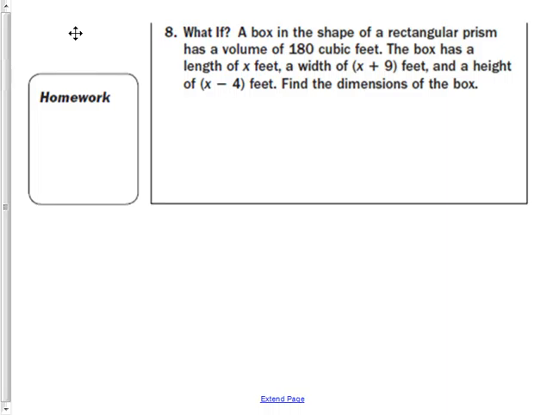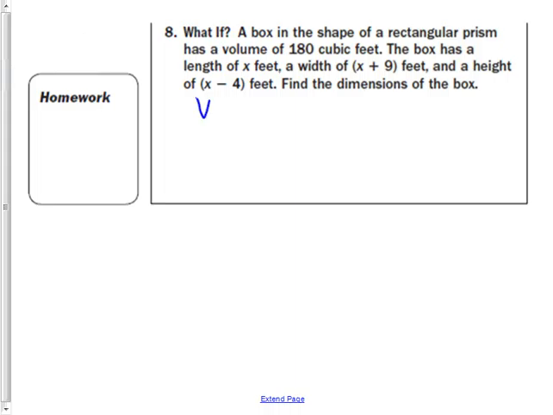Here we are at checkpoint number 8, very similar to example 6 in our note-taking guide because it's about volume. What if a box in the shape of a rectangular prism has a volume of 180 cubic feet? The box has a length of x feet, a width of the quantity x plus 9 feet, and a height of the quantity x minus 4 feet. Find the dimensions of the box.